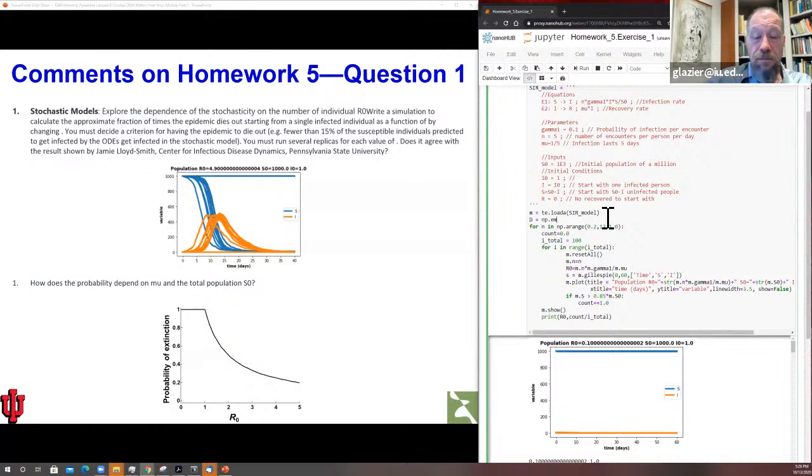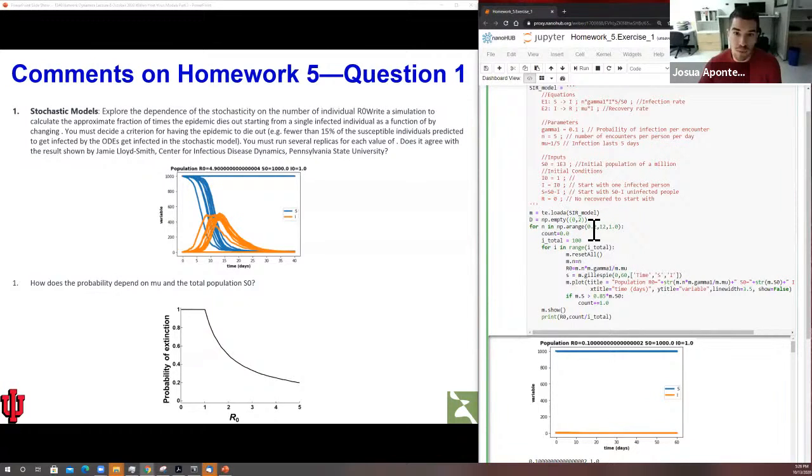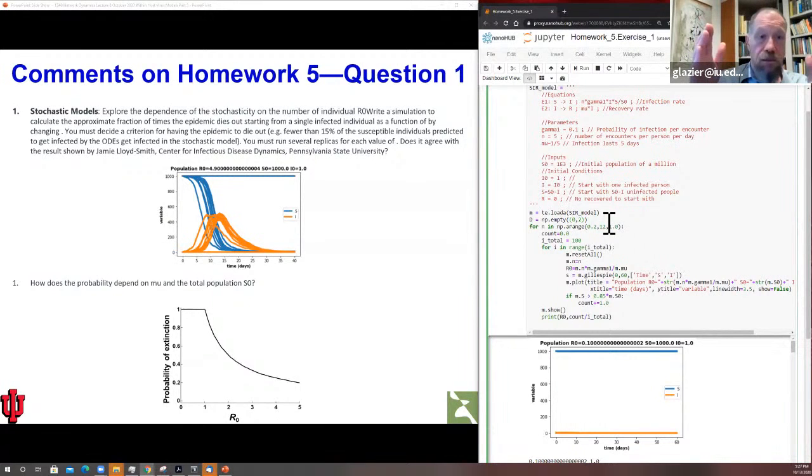np.empty, parenthesis, and let's see, 0, 2. Is that right, Josh? You need another parenthesis because it's supposed to be a tuple. Yeah, you got it right. Okay, and then so this gives us a placeholder to put our data that we're going to plot in the form of a NumPy array.